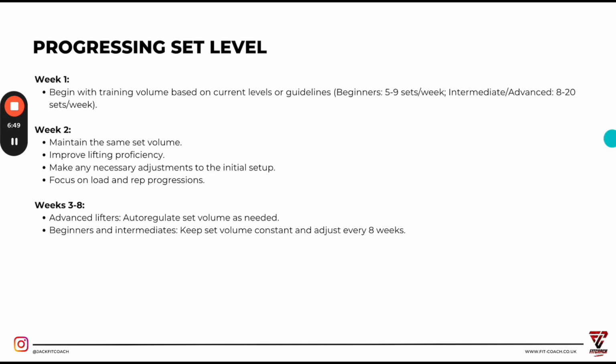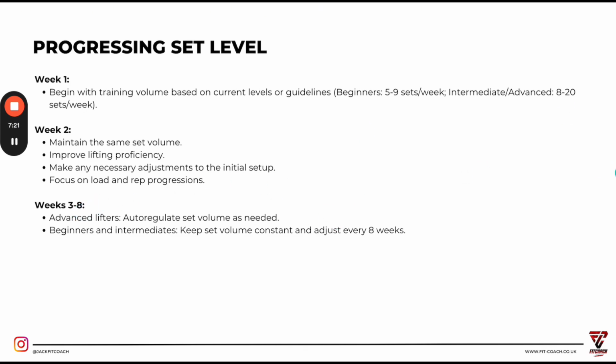How do we actually progress set level? Well, again, we want to determine the appropriate training volume based on current fitness levels. Beginners typically aim for 5 to 9 sets per week. That's pretty much all that they need for now because stimulus is going to be very, very high, while intermediate and advanced individuals may benefit from 8 to 20 sets per week. Then when we move into week 2, we want to maintain the same set volume while focusing on improving lifting proficiency. So making any necessary adjustments to the initial setup and prioritizing progressions in both load and reps.